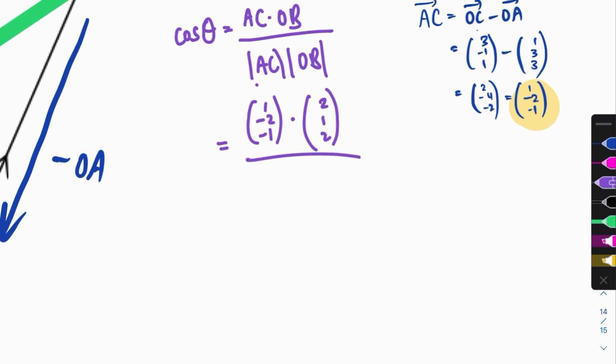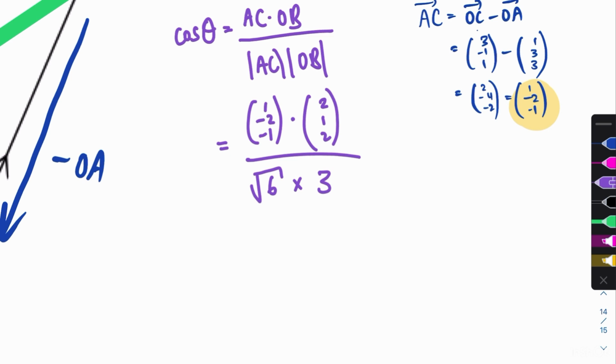So the magnitude of AC is going to be the square root of these things added up. So 1 squared is 1, plus 4 is 5, plus 1 is 6. So root 6, times root 4 plus 4 plus 1, so 9. So this is 3. So this is cool.